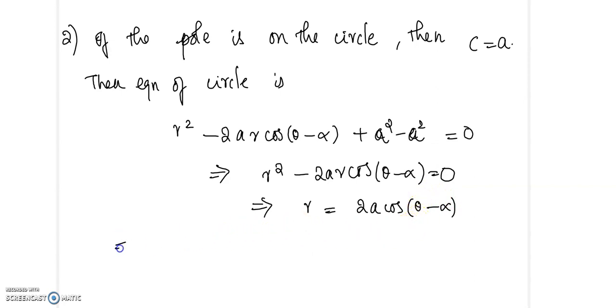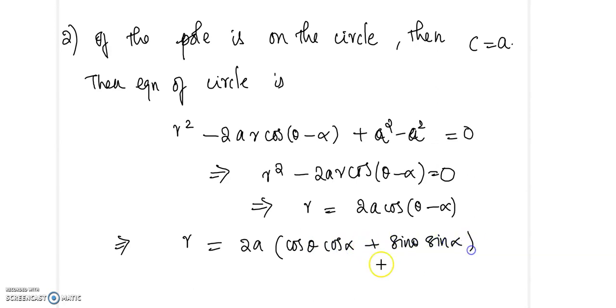And again, when we expand this, we will get cos theta cos alpha plus sin theta sin alpha. Now here alpha is a constant value, so our center is going to be fixed. So this angle is going to be fixed.